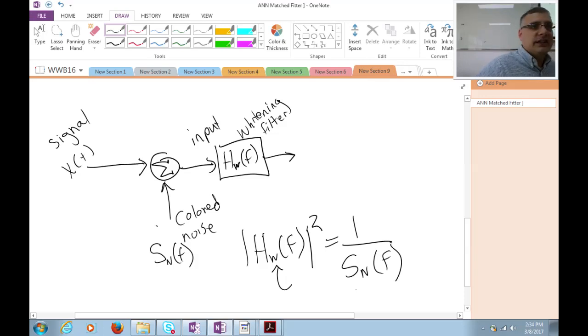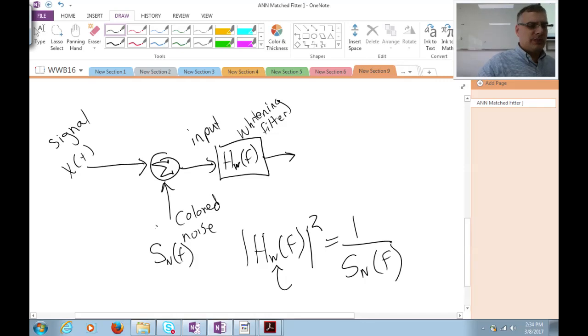Now it turns out there's a subset of that that is what you actually would implement. You need something causal, first of all. And so that means that if you want a causal filter, you really have to pick just one value. There's one value for H of W that'll make this work. And you can work with quasi-causal filters and things like that that would give you a range of things that approximate a whitening filter in this instance.